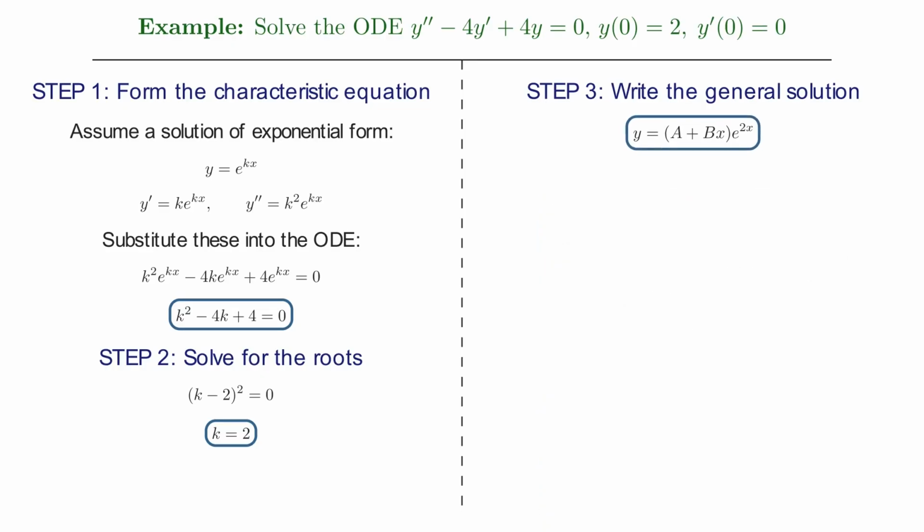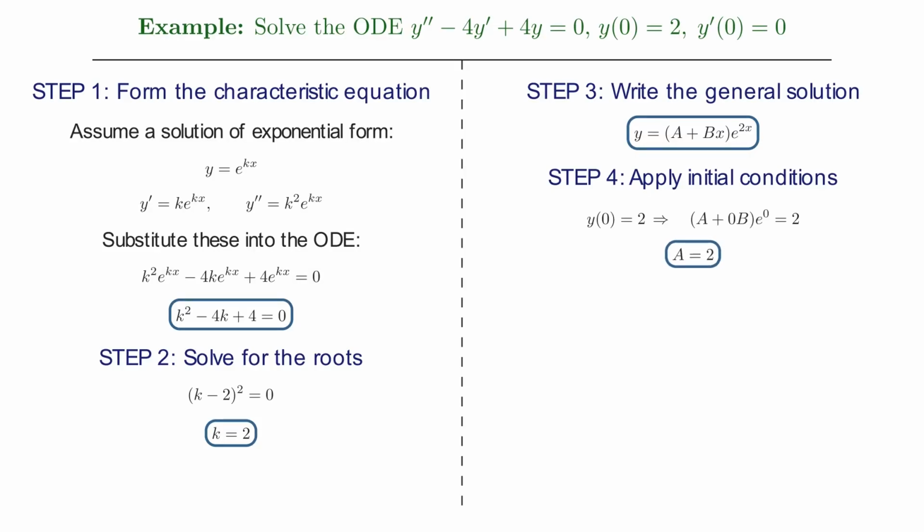We can now use the initial conditions. Taking the first condition, y(0) = 2, this means that when x is equal to 0, y is equal to 2. Substituting into the general solution, we get (a + 0b) e^0 = 2. This simplifies down to a = 2.